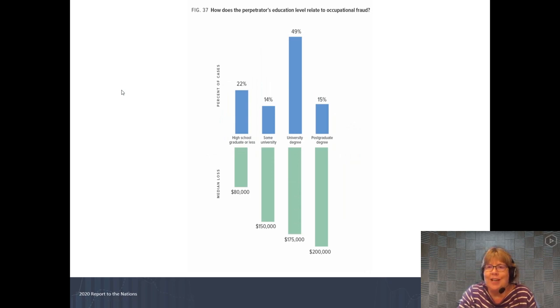Education. And this makes sense because you need to be competent, as we talked about with the fraud hexagon. So 49% have graduate degrees and 15% of those postgraduate. The rest have high school or just some university. Also, with the more education, we have the higher losses.